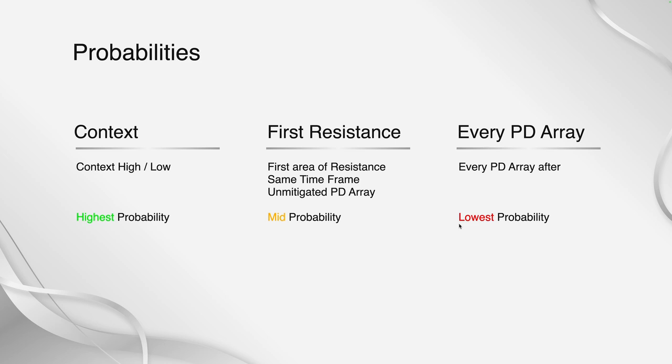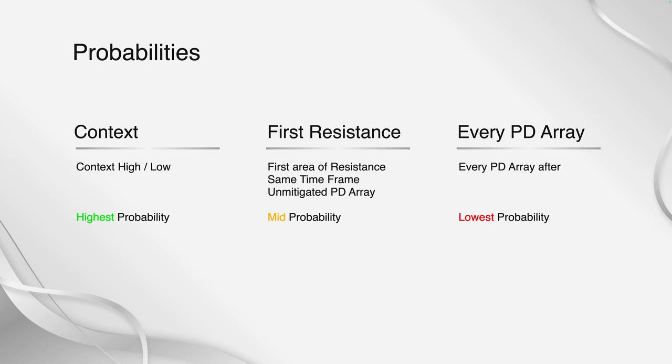Now, right here, moving on, we see the probabilities. And the probabilities right here is also something we already mentioned, but I want to go over multiple examples as well. The context high/low is the highest probability. After that, we have the first resistance area. So first area of resistance, same time frame, unmitigated PD array, that is mid probability because that target is a little bit further. But if we have no resistance anymore after that, that can still be targeted.